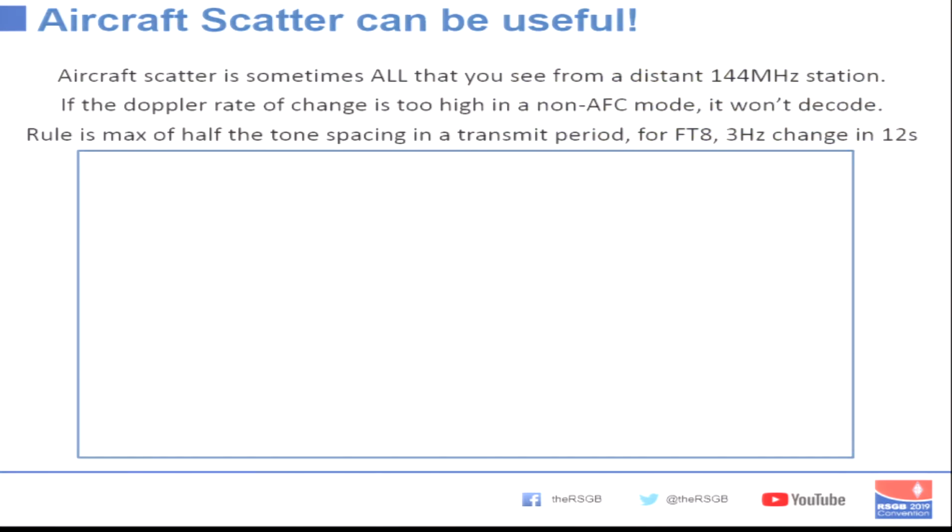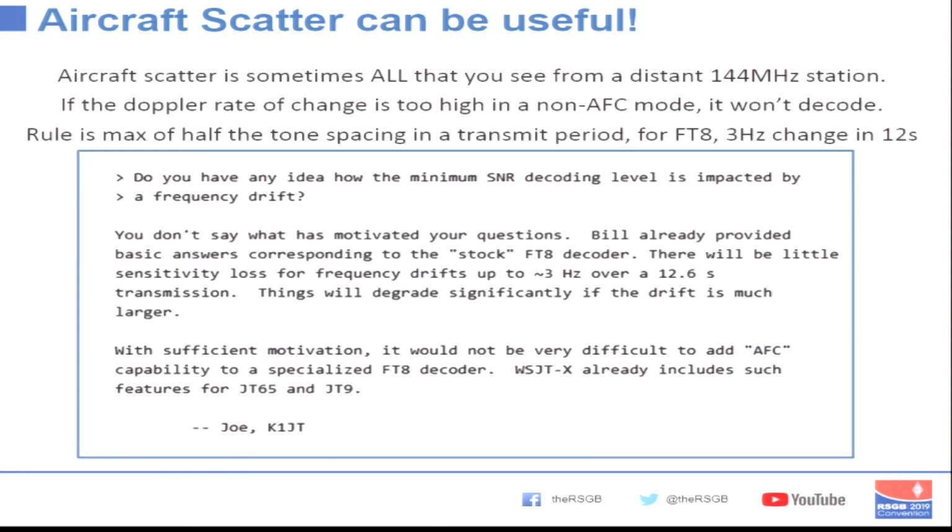So I was getting plenty of decodes. So I looked into why this was. Quite often, for real DXing, you might find that aircraft scatter's a brilliant thing because you've got this huge signal coming through. It's moving about the place. So why can't I decode it? Well, it looks like it's Joe Taylor's fault.